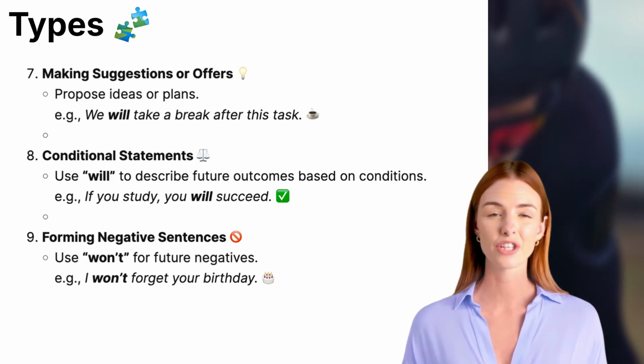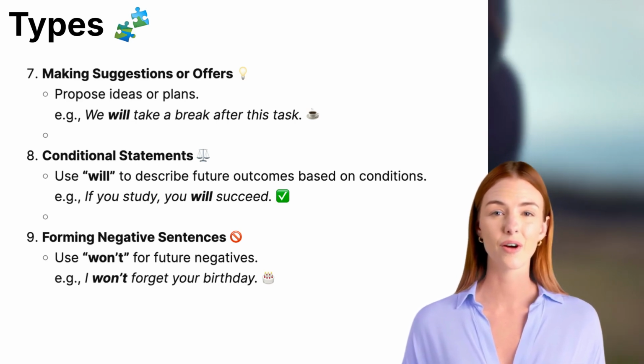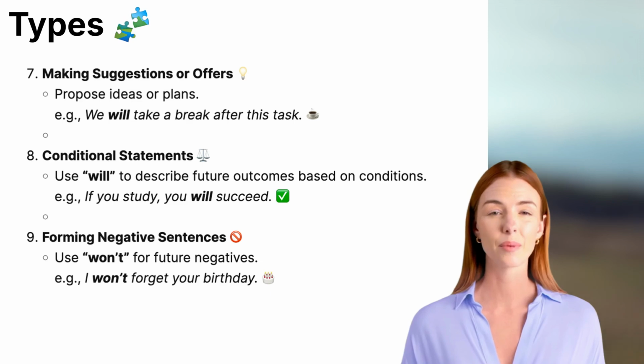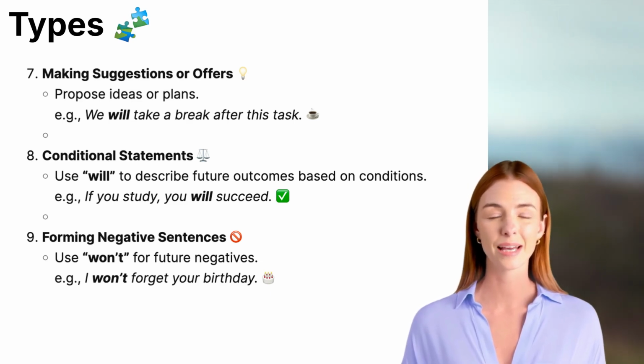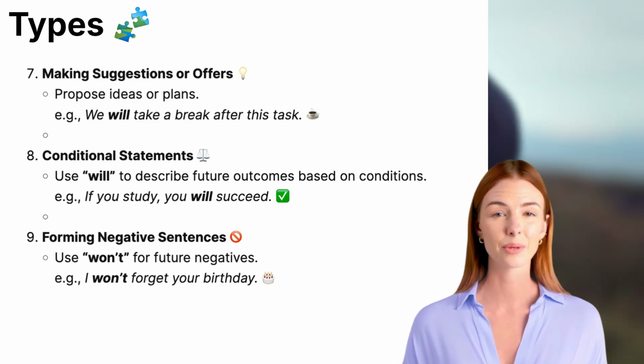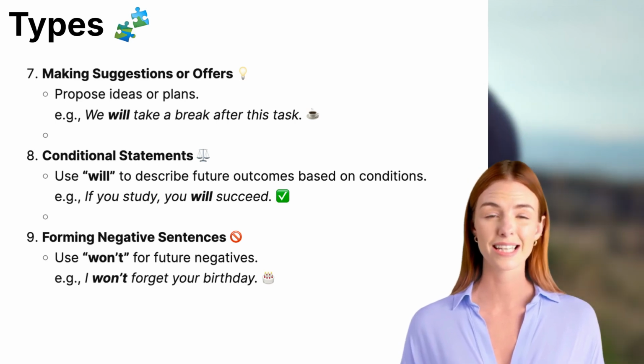7. Making suggestions or offers. Use will when proposing an idea or offering to do something. Example: We will take a break after this task. This suggests a plan for the future. More examples: I will book a table for dinner tonight. They will plan the party together.